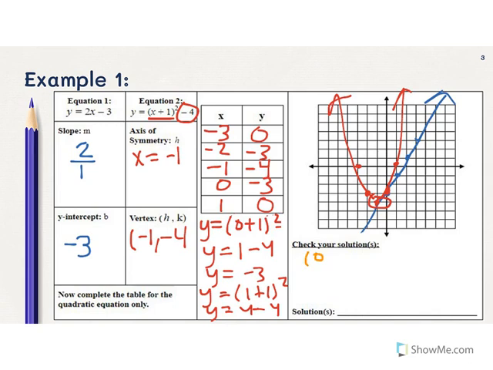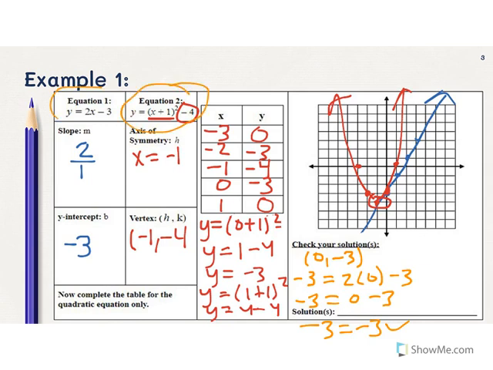So I have 0 comma negative 3. We're going to plug it into our linear equation first. X equals 0 and y equals negative 3. Negative 3 equals 0 minus 3. And we see that we do get negative 3 equals negative 3. Check. You have to plug it into your other equation here as well. So we're plugging it into the original equations, you guys, to see if our values actually equal each other.